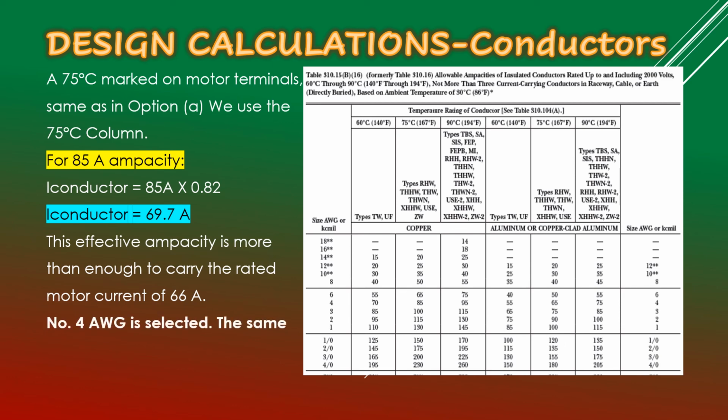Now, this is also equivalent or corresponding to number 4. As you can see, this is number 4 American wire gauge. So the same conductor size as we calculated in option A. So we don't have any problem to select. We have the same conductor size, number 4 in option A, and now in option B also. So we have confirmed that this is the conductor size, number 4 or 22 mm squared.